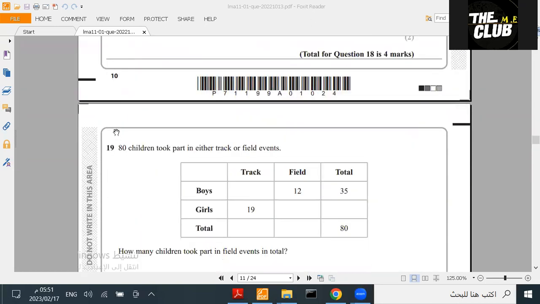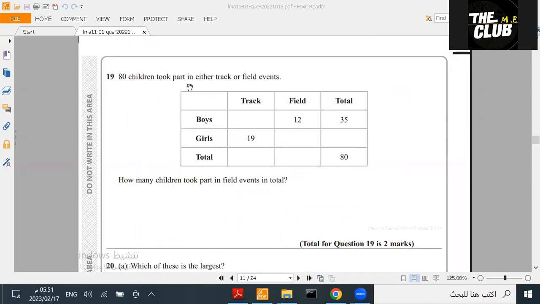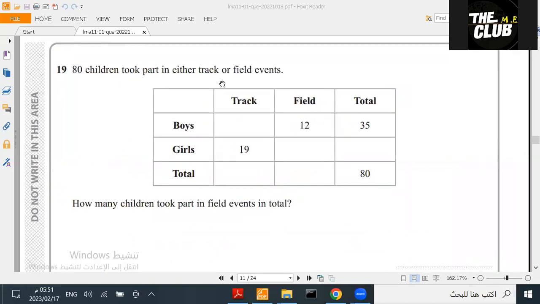Question 19. 80 children took part in either track or field events. These are the children. How many children took part in field events in total? Now, the total of the children is 80. Now, let me finish the numbers first.